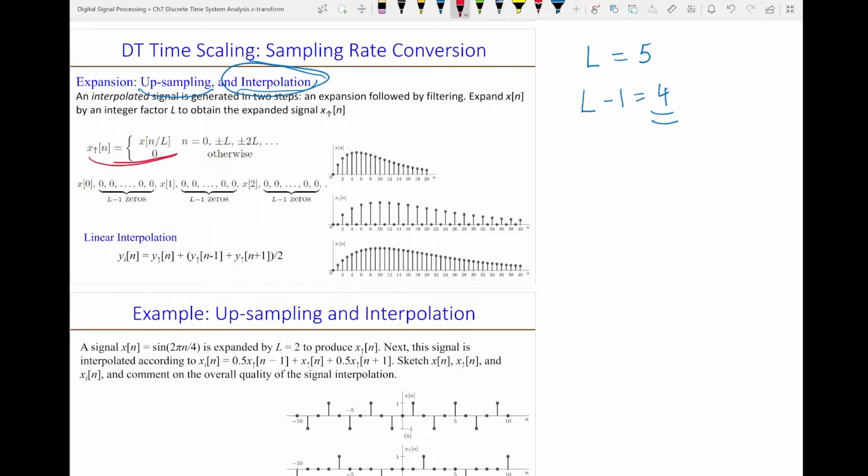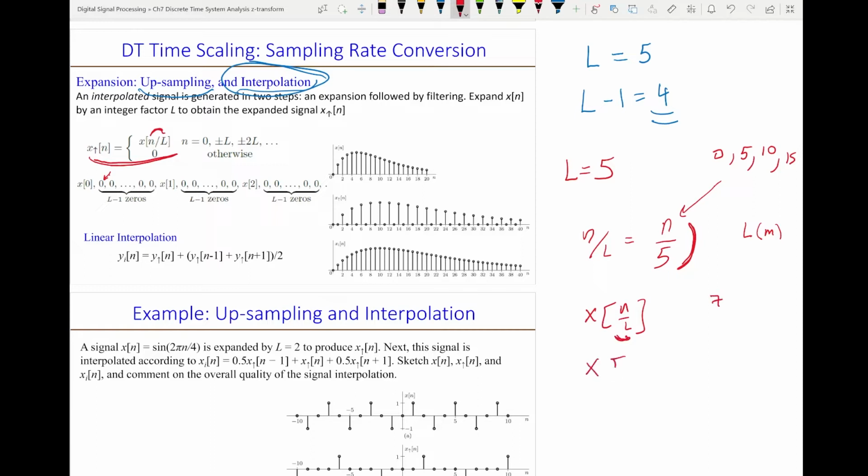And the way to interpret this equation is basically the following. If this argument is not an integer for any value of n, then you insert a 0. So for example, let's say L equals 5. So n over L, which is n over 5, will be an integer only for the following values of n: 0, 5, 10, 15, and so forth. When n over L is not an integer, for example n is 7, that will be x of 7 over 5. That's not an integer, so you put a 0.